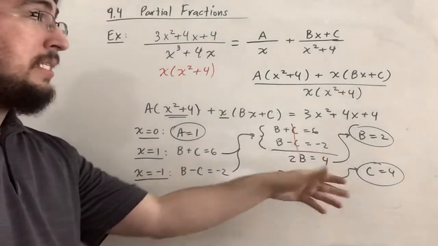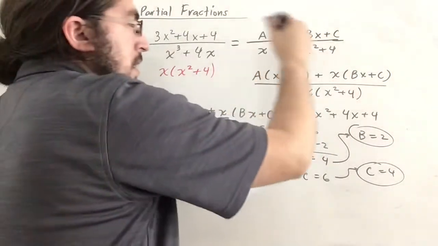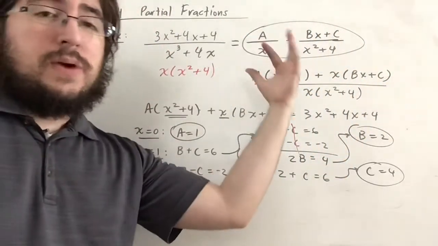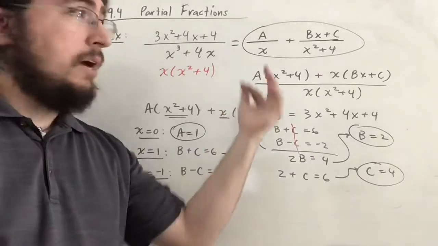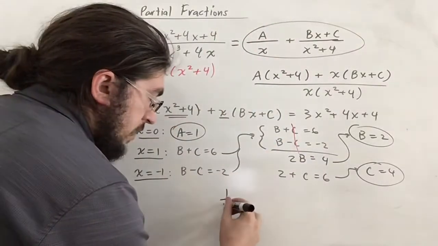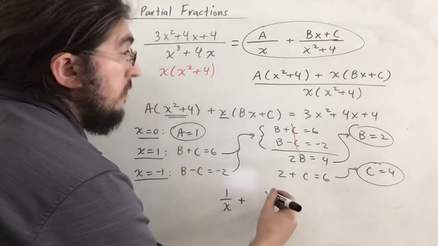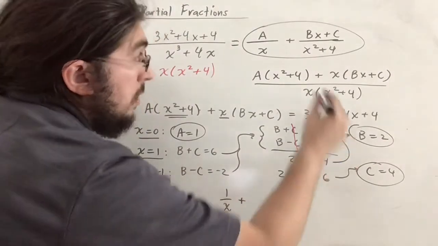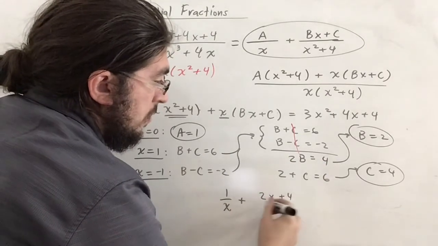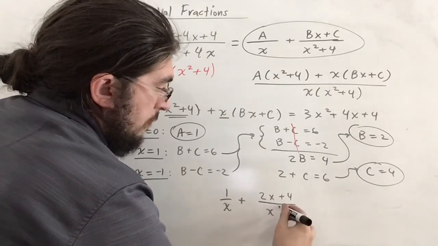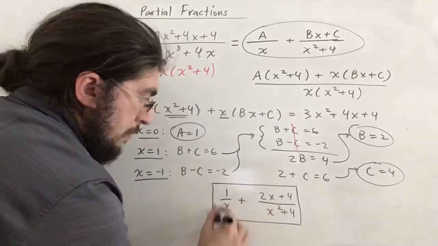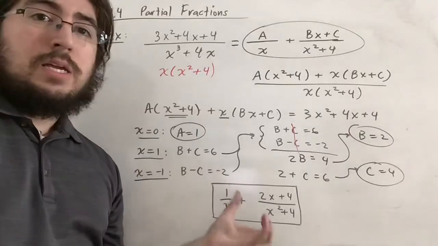We can just plug a, b, and c back into our original setup. And that's kind of the other funny thing about these types of problems. Your setup is your answer. We just go through all this work to find out the actual components to the answer. So now finally our decomposition is 1 over x plus bx plus c, so it's going to be 1 over x plus 2x plus 4, all over x squared plus 4.